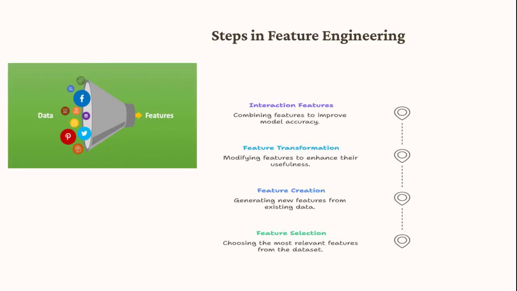3. Feature transformation. This modifies existing features to make them more useful. 4. Interaction features. These are features created by combining two or more existing ones. For example, if you're predicting car prices, combining engine size and mileage into a new feature called performance ratio might improve your model. 5. Feature scaling. This step ensures that all features are on a similar scale. For example, in a dataset with house prices in the millions and room counts in single digits, scaling ensures one feature doesn't dominate the analysis.